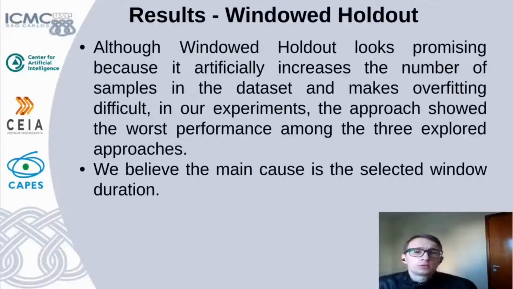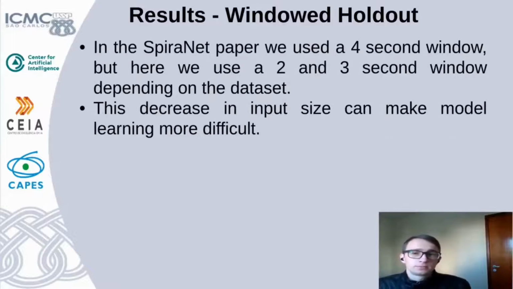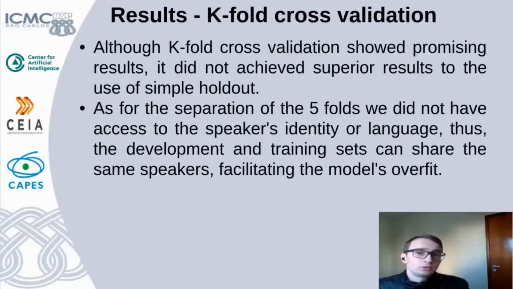Although windowed handout looks promising because it artificially increases the number of samples in the dataset and makes the task more difficult, in our experiment, the approach showed the worst performance of the 3 explored approaches. We believe the main cause is the selected window size. In the SpiroNet paper, we used 4-second windows. Here we use 3 and 2-second windows depending on the dataset. This decrease in input size can make the model learning more difficult.